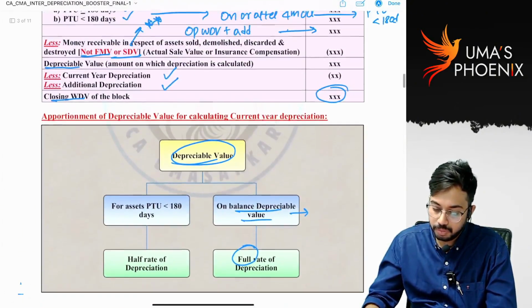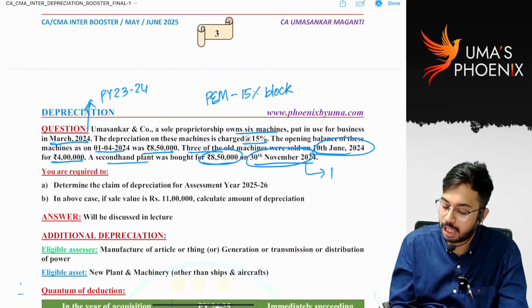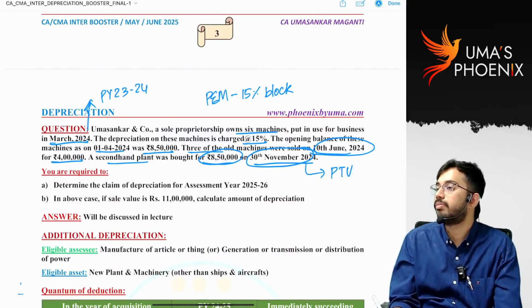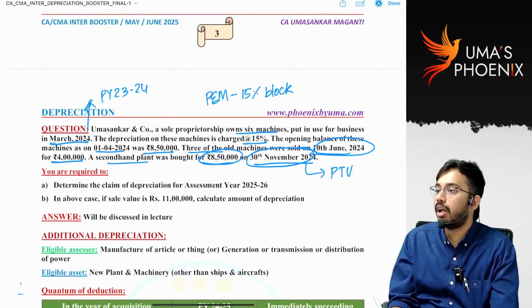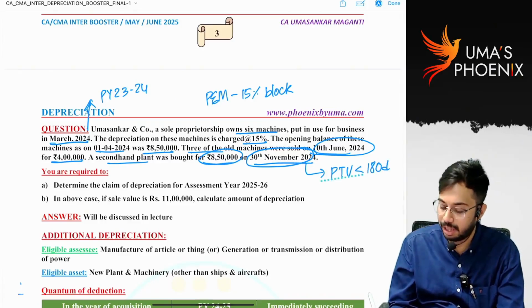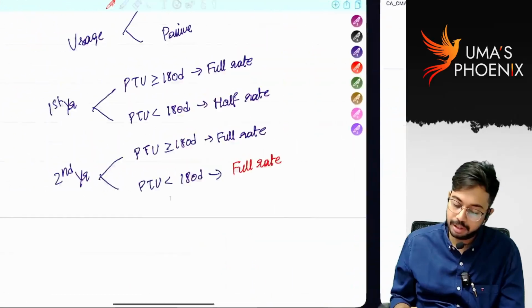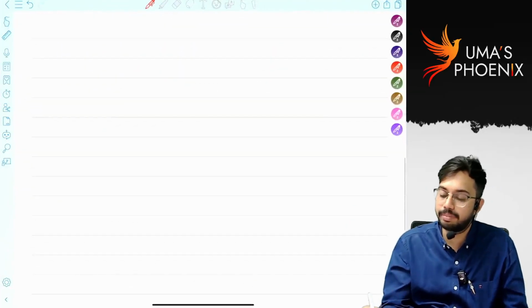Now, when it was purchased 30th November 2024, that means put to use after 4th October, right? Put to use less than 180 days. So you will calculate half rate of depreciation, correct? So just look at the screen.